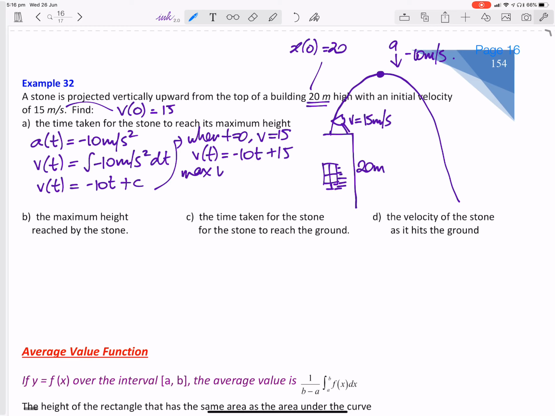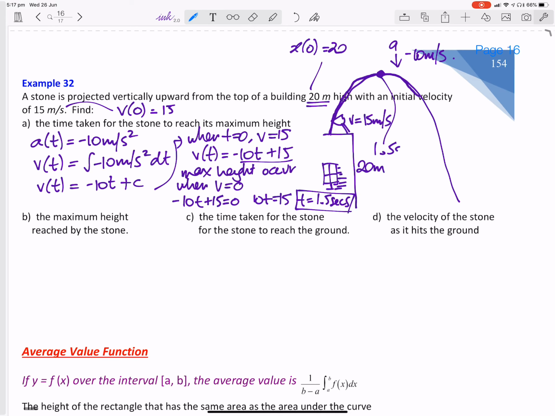Max height will occur when velocity is equal to 0, because when you throw it up, it's going to go 10 meters a second, it's going to slow down, slow down, slow down, until it gets to here, and then the velocity changes direction. So when that equals 0, negative 10t plus 15 equals 0. So we get 10t is equal to 15. T is equal to 1.5 seconds. So that's our answer to the first bit. When does it reach its maximum height? At 1.5 seconds.